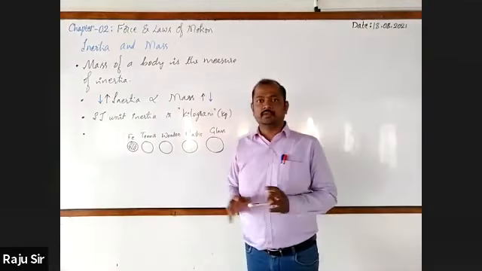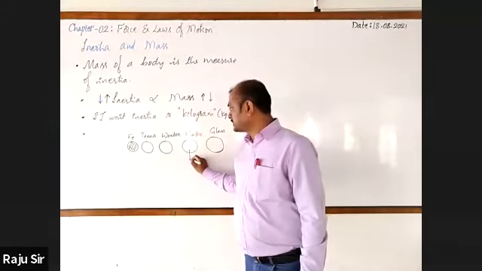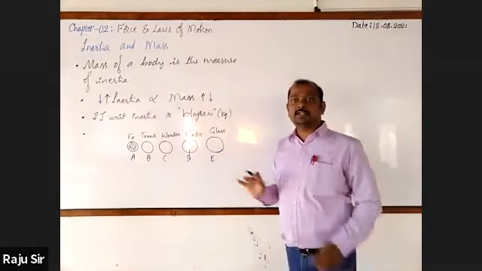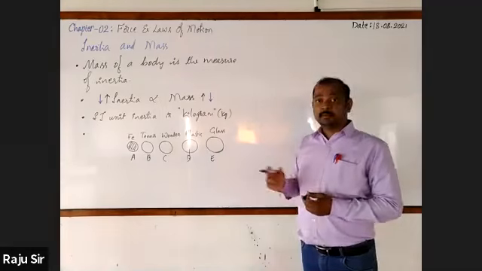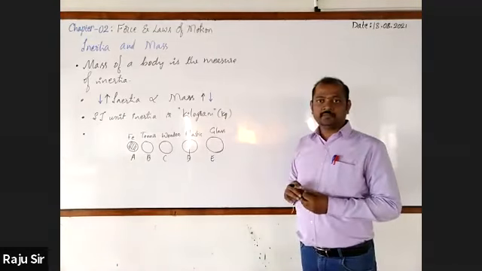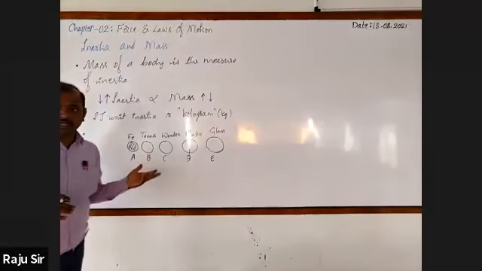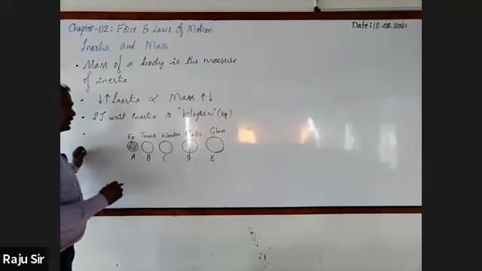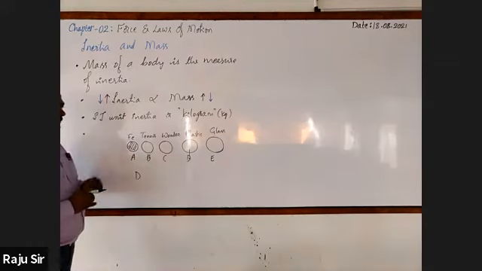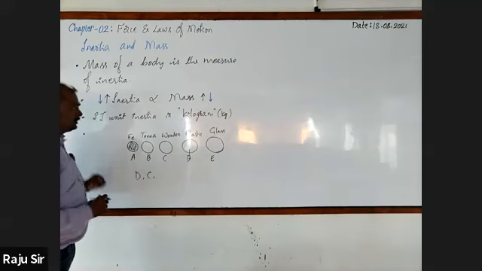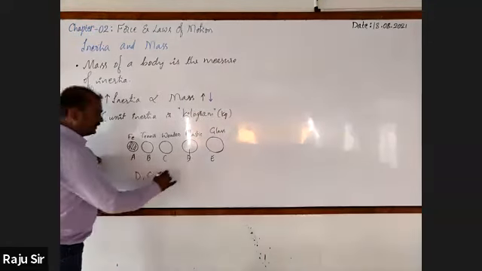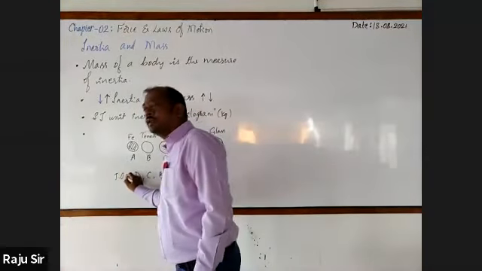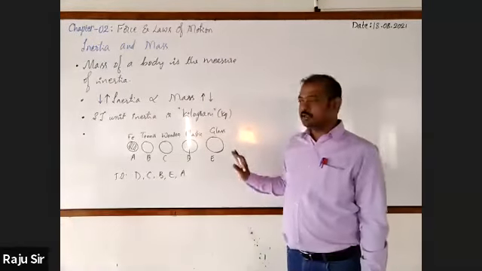Assume that all are A, B, C, D, E. Which one has least inertia? D. Maximum inertia? A. Could you arrange these in the increasing order of their inertia? D, followed by E, C, B, A. This is the increasing order of inertia.